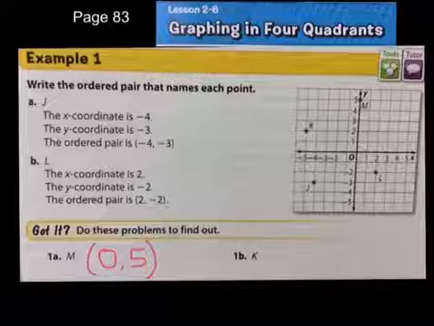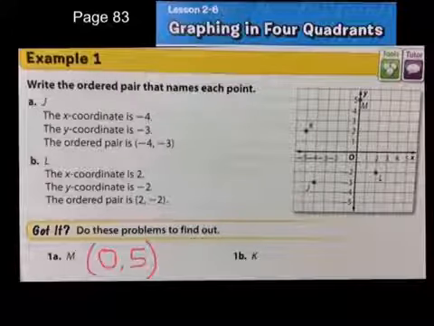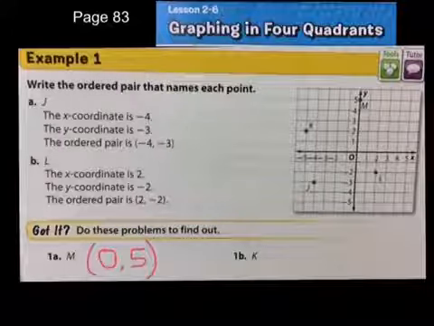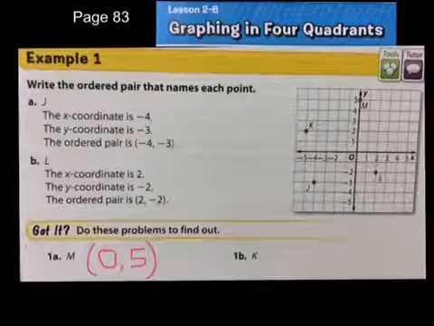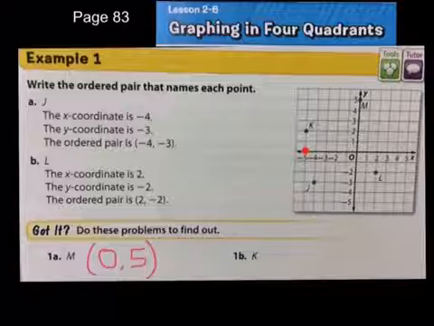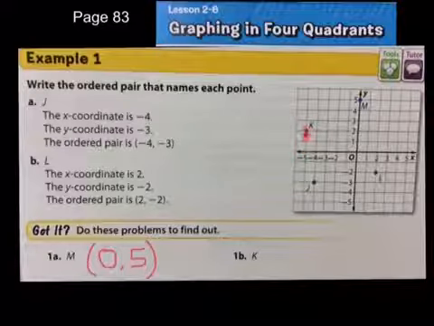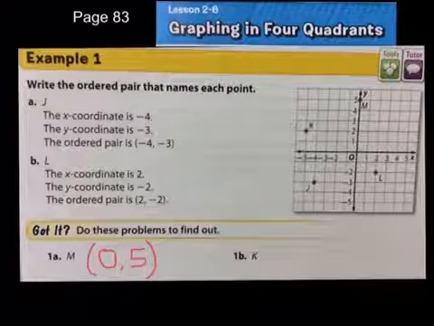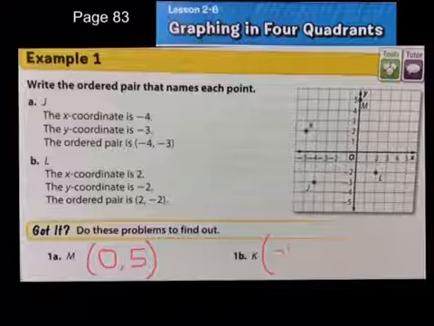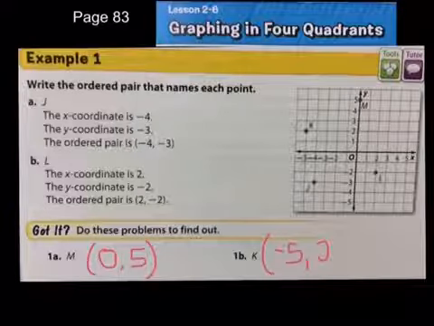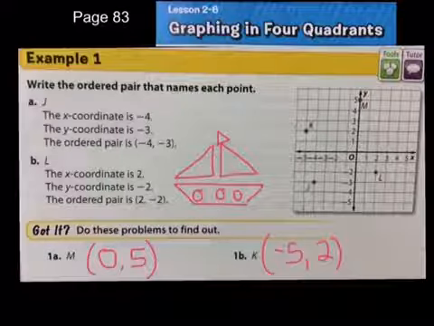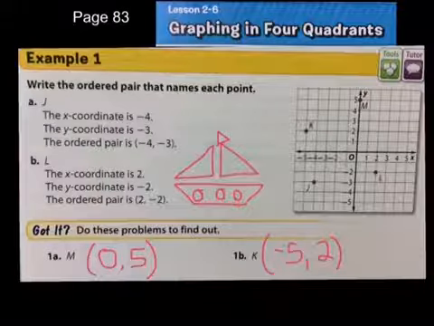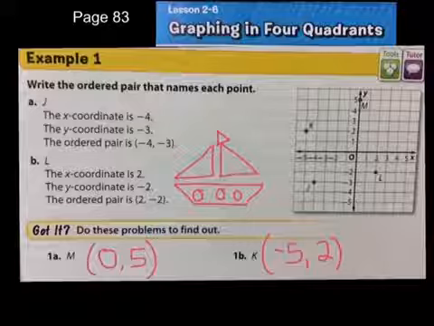Okay, and for 1B, let's see. K. K is right here, so we move negatively on the x-axis all the way to -5, and then we move up, which means positive, on the y-axis by 2. So, -5 is our x, and 2 is our y. Draw a nice little sailboat as your key answer. You can probably draw one better than mine.